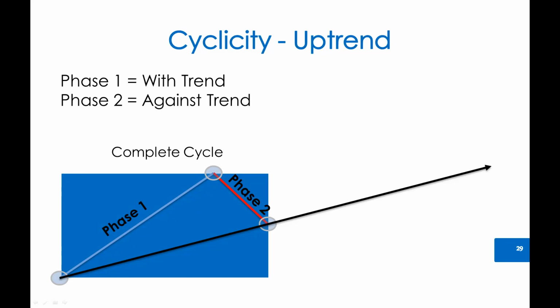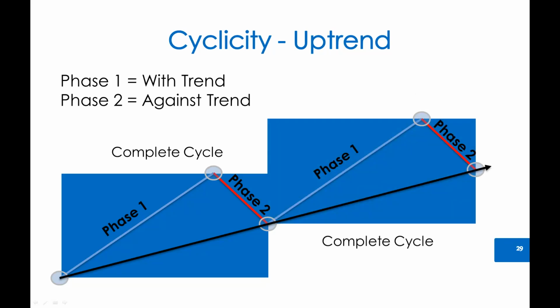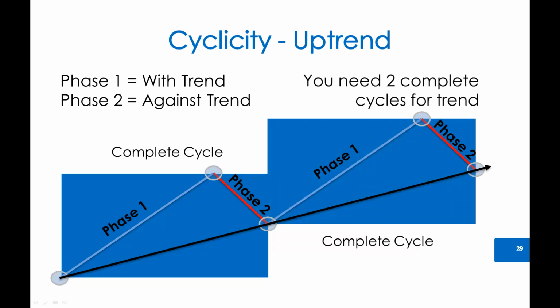Phase one is always with the trend, and phase two will always be a retracement, or what we call against the trend, back to bounce and then go off back into another phase one along with the trend, and phase two will be a retracement against the trend. As a trader, you need to see two complete cycles for a trend to be established. So as a trader, if you're looking at a price chart, you are looking to establish a trend by seeing a minimum of two complete cycles in order to, on a high probability basis, be able to say that in this case you have an uptrend.